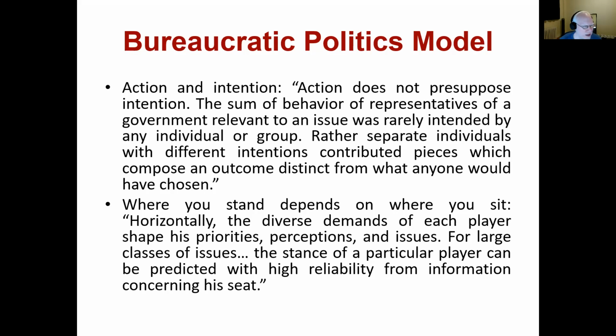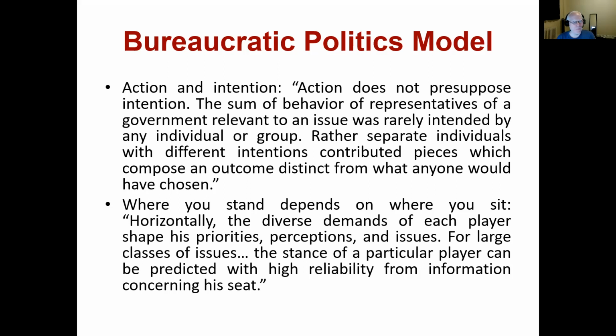So, actions and intentions. Action does not presuppose intention. The sum of behavior of representatives of the government relevant to an issue is rarely intended by any individual or group. Rather, several individuals with different intentions contributed pieces which compose an outcome distinct from what anyone would have chosen. So what happens in the bargaining game? You might have the Air Force and the Navy say, look, neither of us is likely to get what we want alone, so why don't we use our clout and power together and propose a joint solution: strategic bombing combined with a naval blockade.